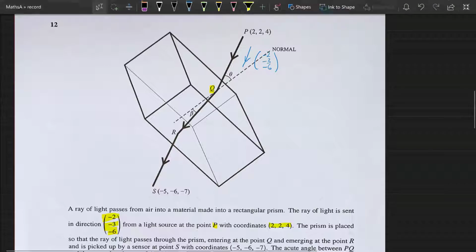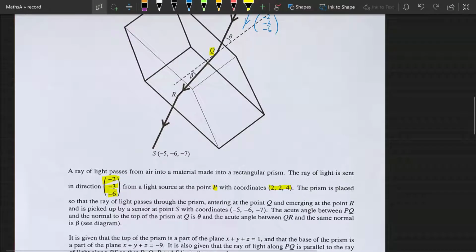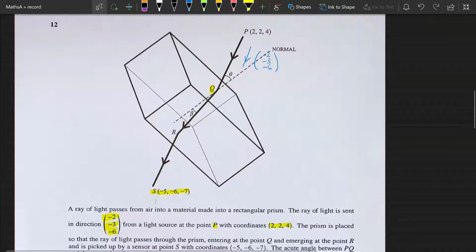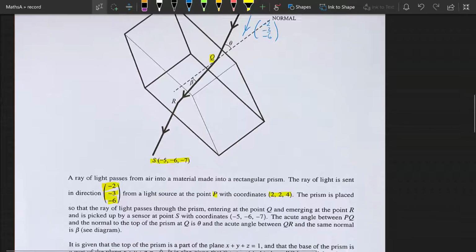Okay, then let's just try to analyze the questions a bit more. The prism is placed so that the ray of light passes through the prism, reaching a point Q and emerging at a point R. It's picked up by a sensor with coordinates this. This is a known coordinate that they tell you, and the acute angle is theta. It's on the top over here, and the other acute angle is beta over here. So it's all with respect to this imaginary line called the normal. So don't really have to be so worried what exactly that is.